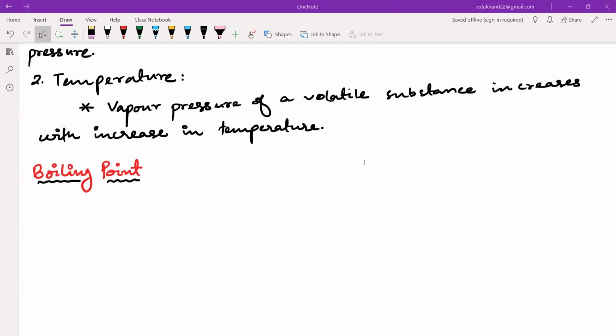Now, the temperature at which a liquid changes its state from liquid to gas. Everyone is saying this same thing, liquid to a gas. Just wait a second. Okay.